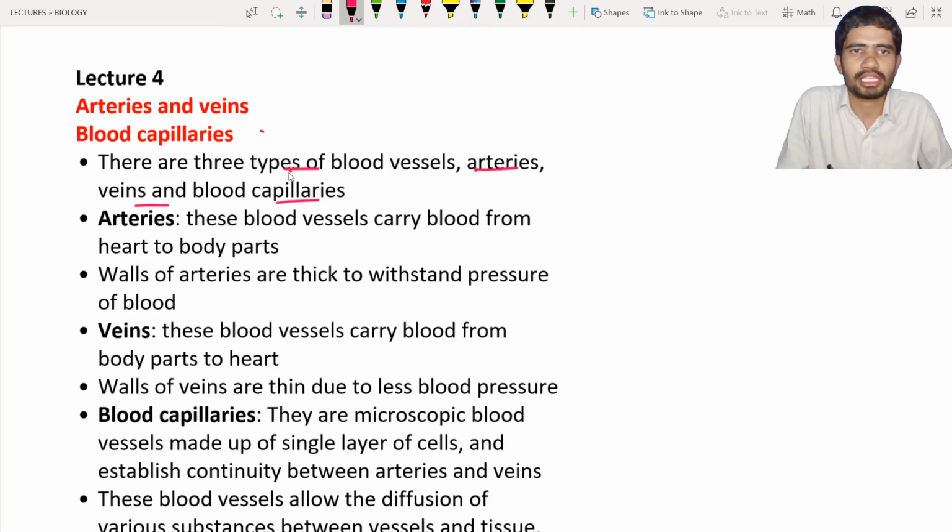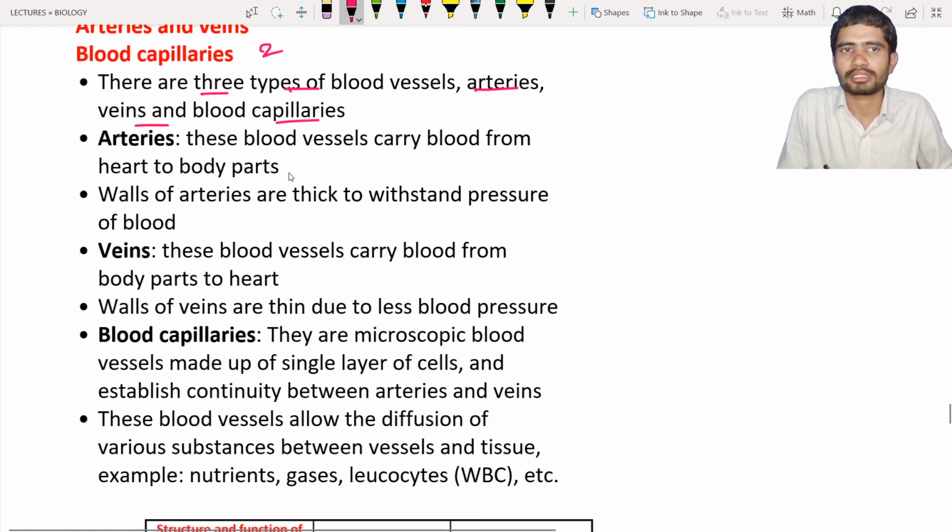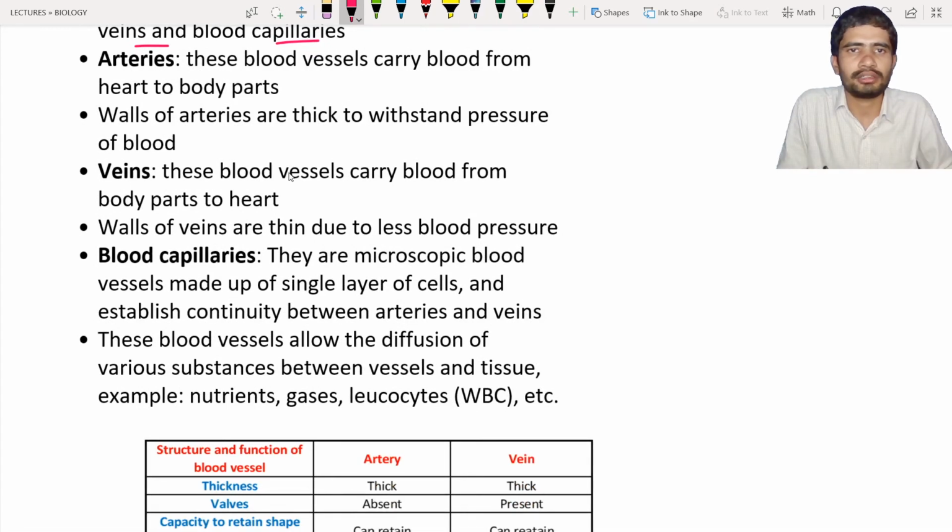In the textbook they have said that there are only two types of blood vessels, arteries and veins. That is not correct. How many blood vessels are there? Three types of blood vessels are there: arteries, veins, and also blood capillaries. Just now we have discussed the arteries. They carry blood from the heart to the body parts, and the walls of the arteries are thicker when compared to the veins. Why are they thicker? Because they have to withstand the pressure which is coming from the heart.